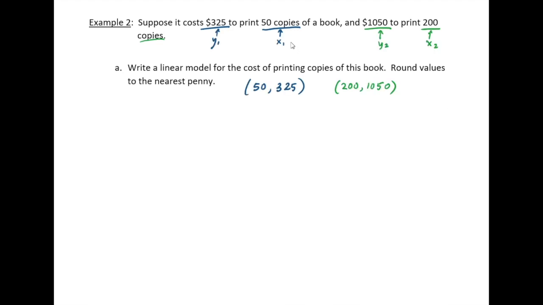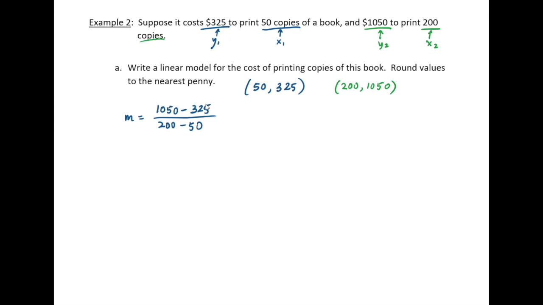So for the first ordered pair, we have x equal to 50 and y equal to 325. And for the second ordered pair, we have x equal to 200 and y equal to 1050. Now we'll write the equation of the line that passes through these 2 points. First, we'll need the slope, so we'll use the slope formula for two ordered pairs.